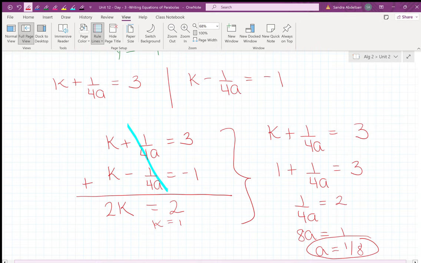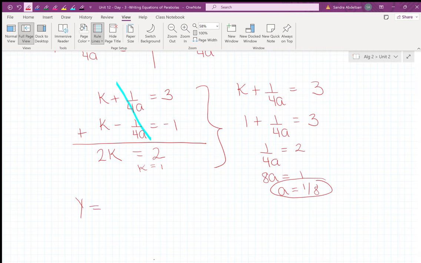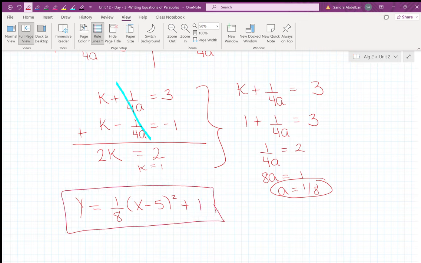Instead of doing the system, could we just take the average of the y values? Literally what he just said. That's what everybody has said, 3 different times now. If you guys listen to each other, you would know. Okay, so then we're going to have y is equal to 1/8 times (x minus 5) squared plus 1.